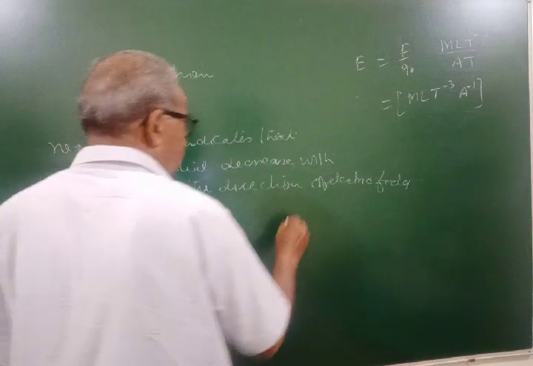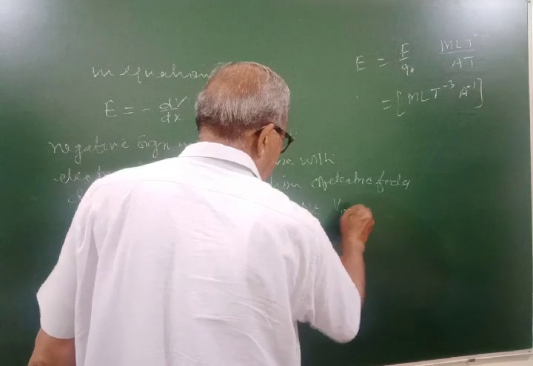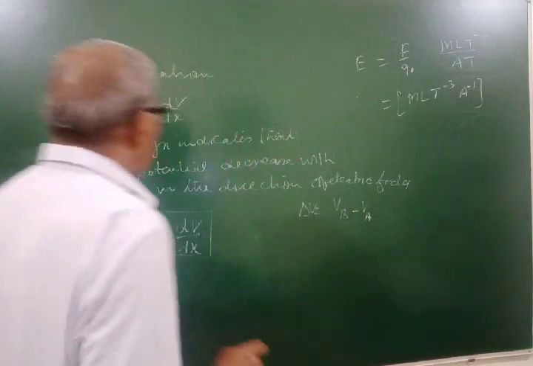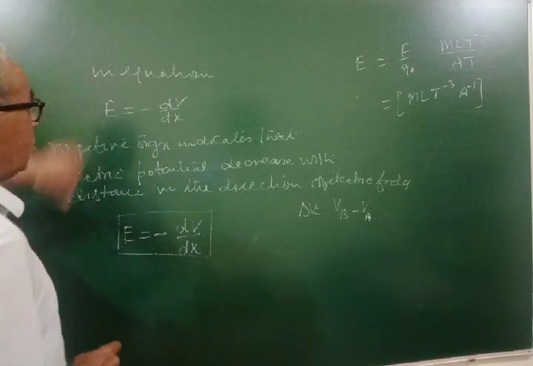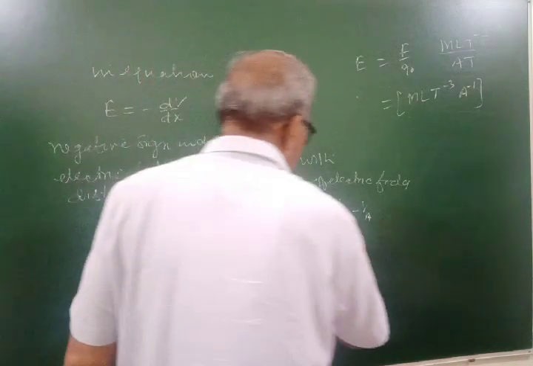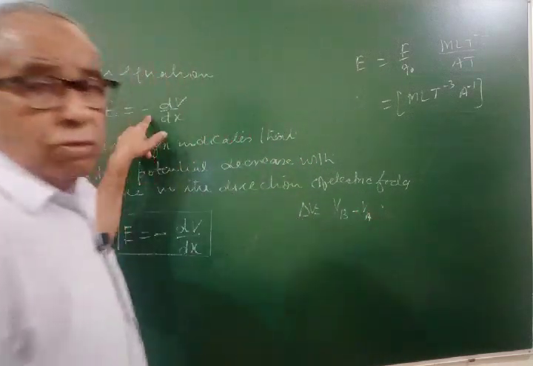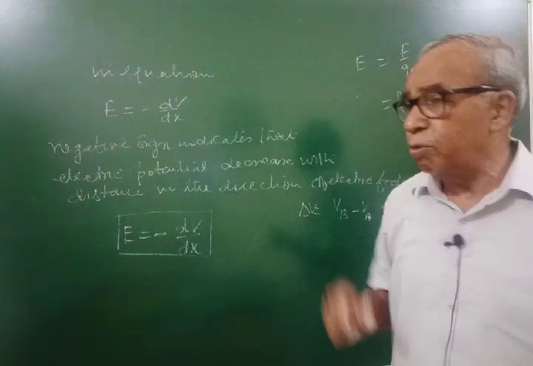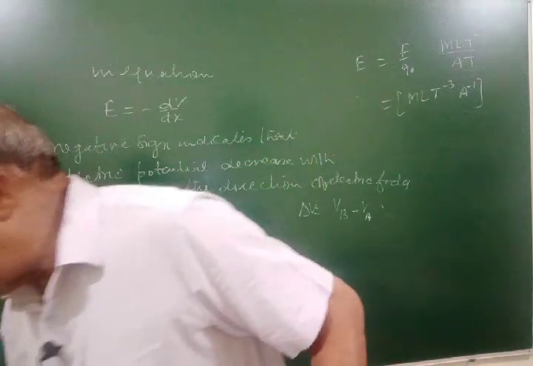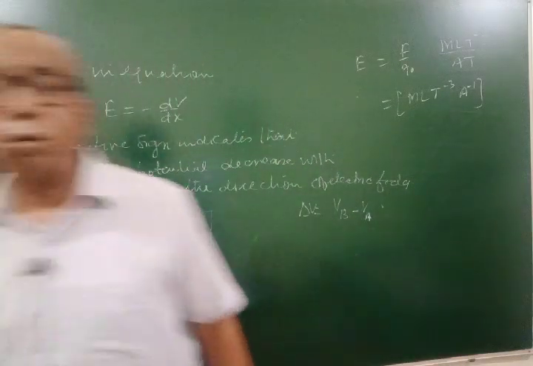Actually, delta V means VB minus VA, and here there is a minus sign. The left-hand side is positive, so VB is smaller than VA, this value becomes negative, and negative becomes positive. So the negative sign here indicates that potential decreases. The field is uniform, but the potential will decrease because of the work done.